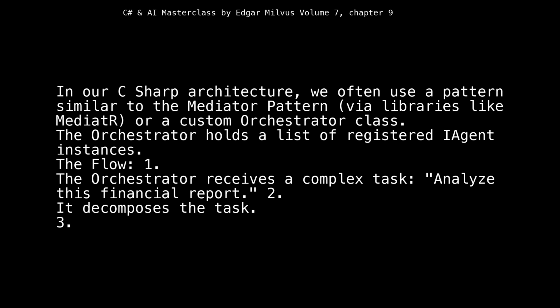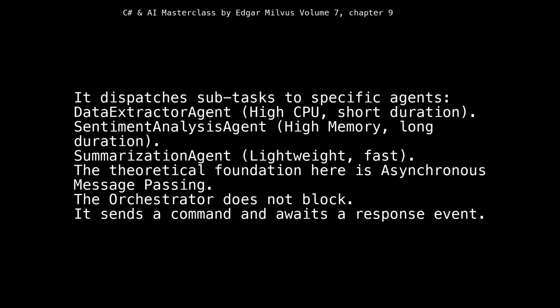In our C# architecture, we often use a pattern similar to the mediator pattern, via libraries like Mediator, or a custom orchestrator class. The orchestrator holds a list of registered IAgent instances. The flow: 1. The orchestrator receives a complex task, analyze this financial report. 2. It decomposes the task. 3. It dispatches subtasks to specific agents: data extractor agent, high CPU, short duration. Sentiment analysis agent, high memory, long duration. Summarization agent, lightweight, fast. The theoretical foundation here is asynchronous message passing.